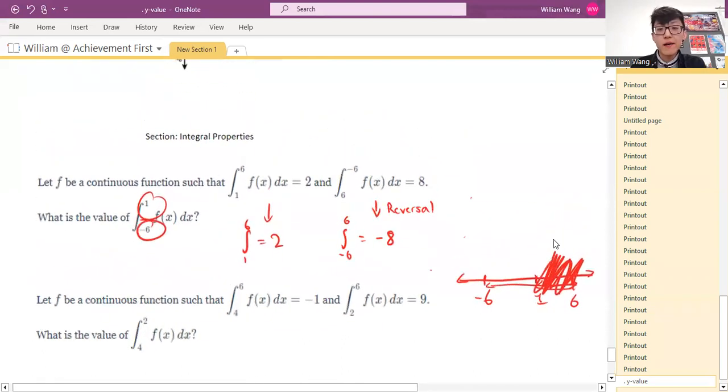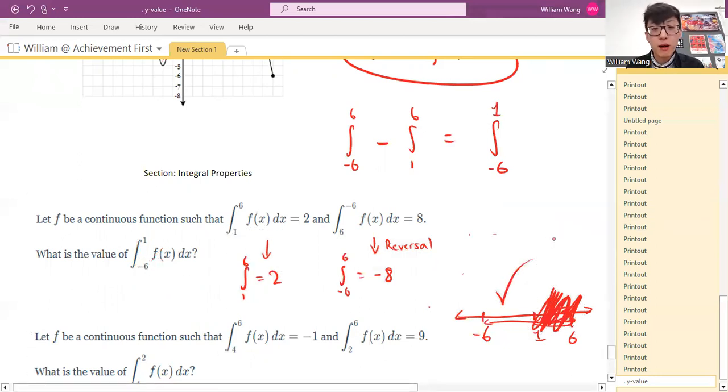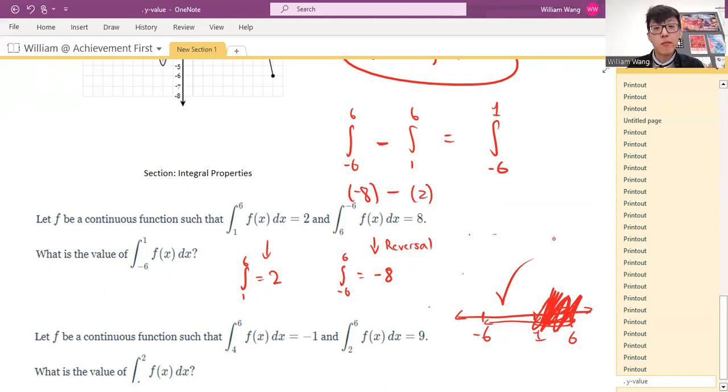Right? So to do that, I'm going to write this up here actually. I'm going to take my integral from -6 to 6, and I'm going to subtract my integral from 1 to 6. Right? That's me canceling it out. What I'm left with is then my integral from -6 to just 1. I'm left with this part, which is exactly what I want. So if I follow that property, my integral from -6 to 6 is -8, minus my integral from 1 to 6, so that's -2. That's equal to -10. Right, so my answer here is going to be -10.